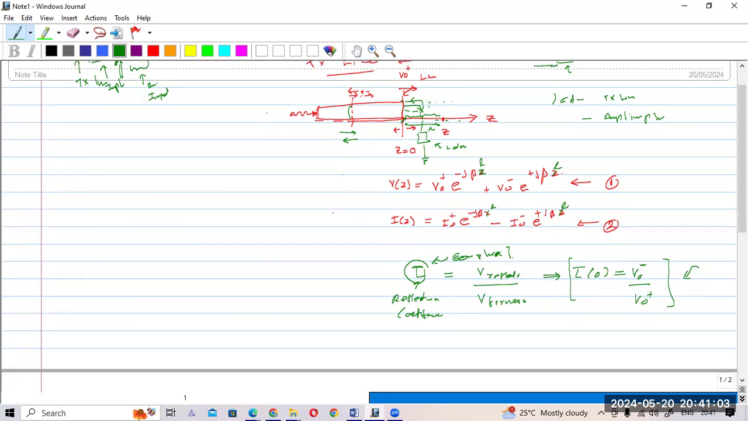So it is not a real value, it is a complex value. If you consider the magnitude of this tau, it is definitely less than 1. This tau can be complex also. If you get the magnitude, definitely it is less than 1.